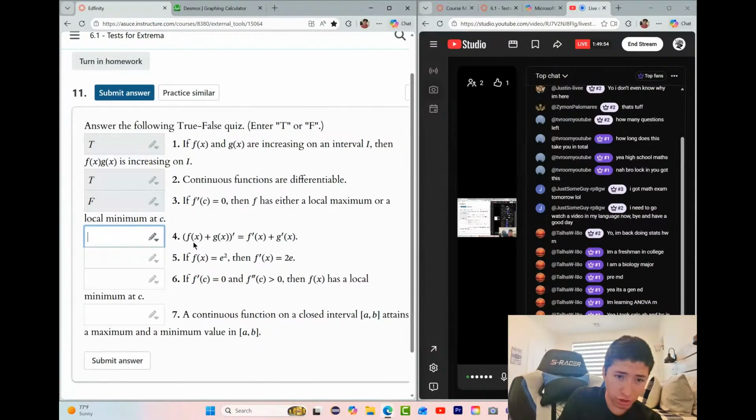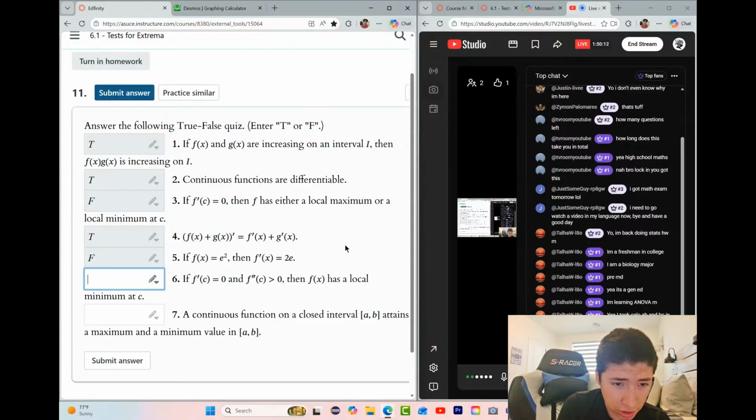(f(x) plus g(x))' equals f(x) f'(x). Yeah, true, per differentiation rules, right? If f(x) equals e squared, then f'(x) equals 2e. That's not true. I think it only equals e squared.